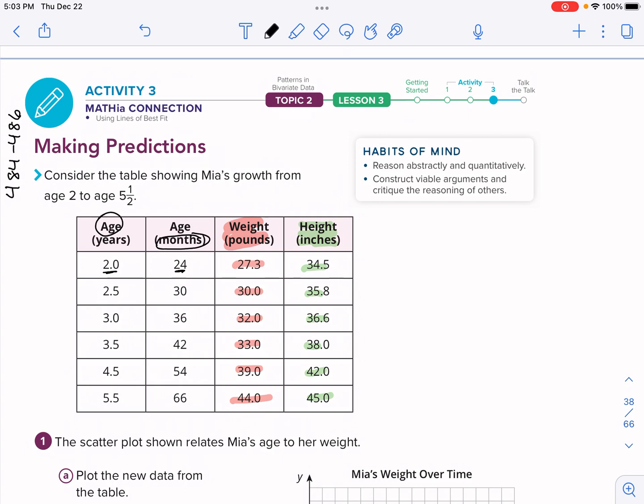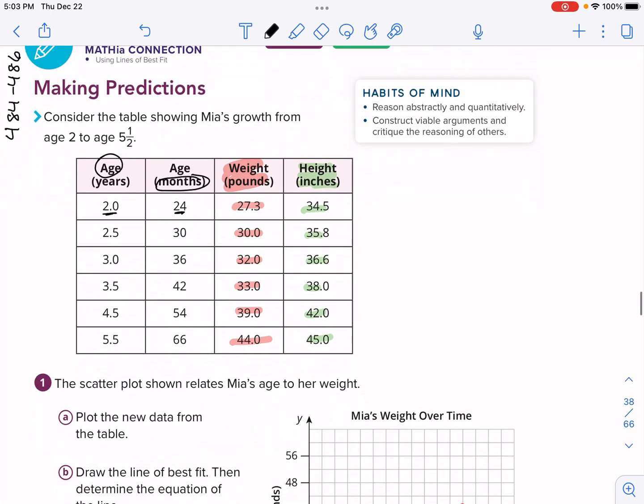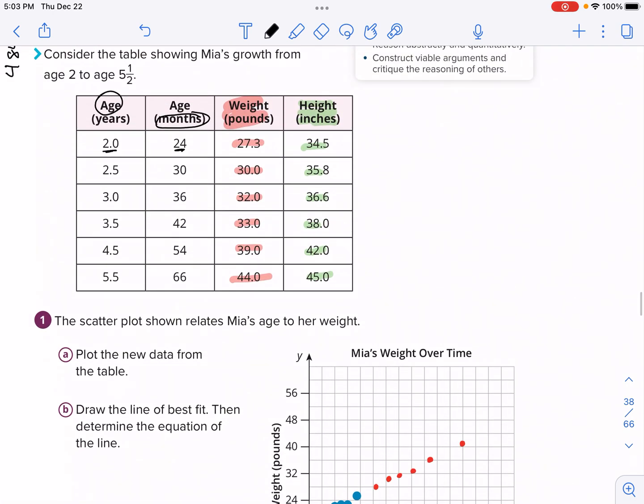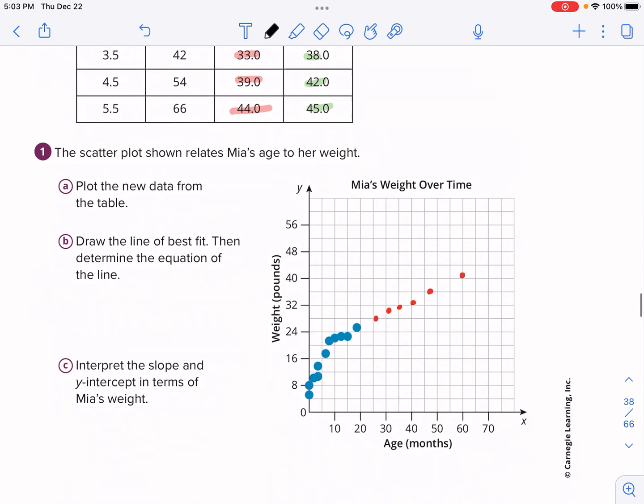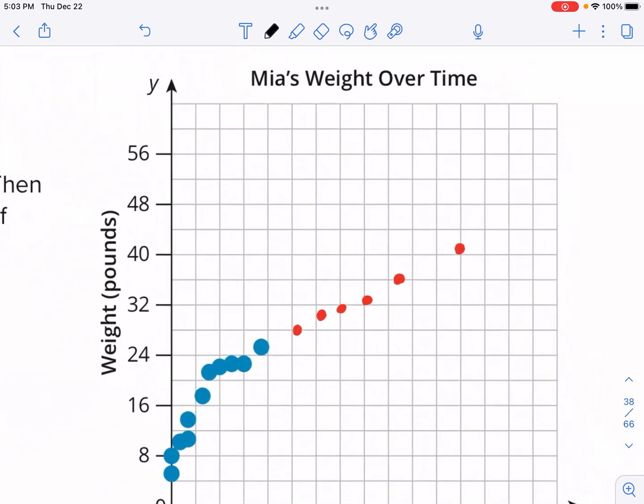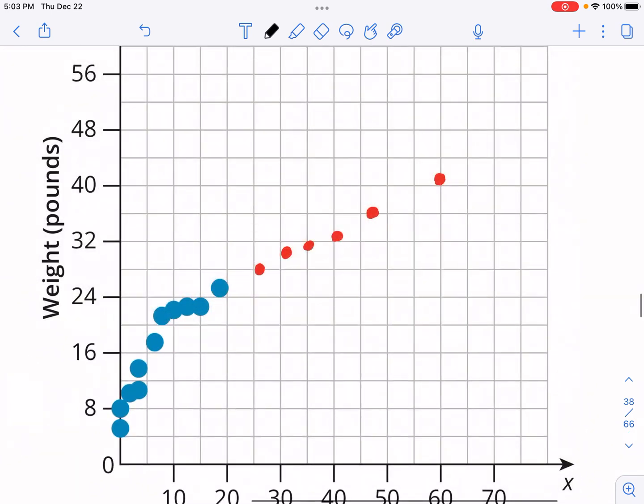I highlighted it here, and I'd like for you to plot. We're now plotting Mia's weight at these varying times, like 24 and 27.3. I have these points already drawn in red, so what I'd like for you to do is pause it here and put these 6 additional points for these 6 additional rows that we have, and then we'll go from there. So pause the video here, plot these points, and then we'll move on to number 1B.